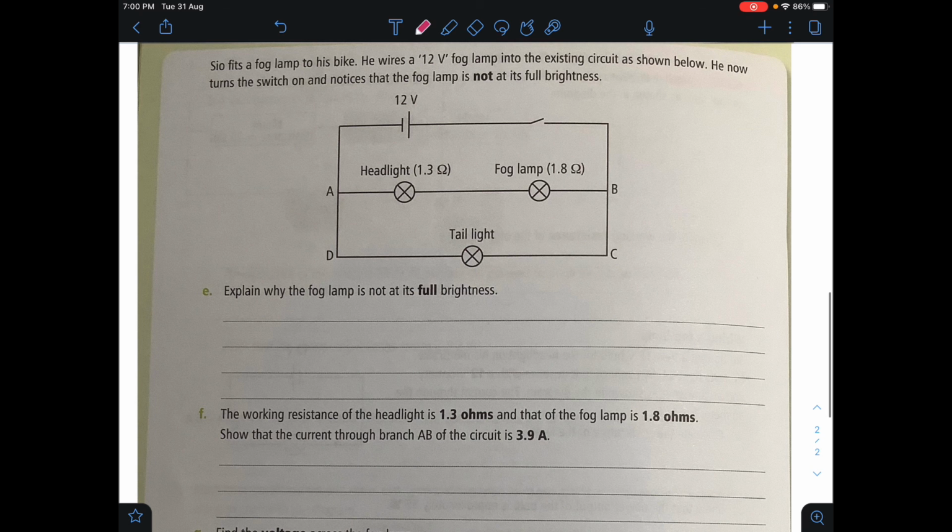Okay, now we've got another circuit again. So we've got a 12 volt supply voltage. So we know again that we're going to have 12 volts going through this branch and 12 volts going through this branch. The difficulty this time is that we've got 2 resistors in branch AB. So the 12 volts get split between the 2, whereas all 12 volts will be used by the tail light here.